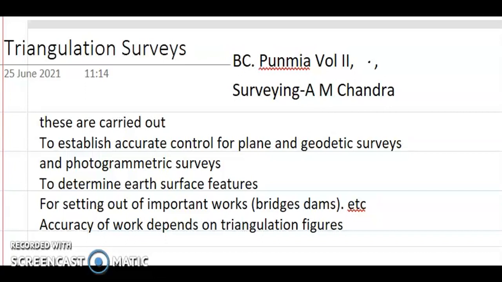Okay, so if you collect images from platforms, again the ground validation is required. So you have to establish ground stations. So basically triangulation will be carried out in order to establish these ground stations. Okay, this is used for determining the Earth's surface features. It is also used for setting out important construction projects like dams and bridges. Now obviously the accuracy of the final work will depend on the triangulation figures. So what are these triangulation figures, or what do you mean by the triangulation system? There are three types of triangulation system.